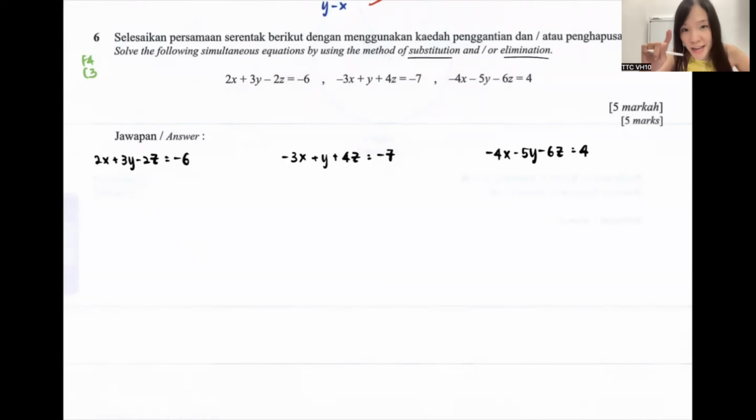When you write z, you better put a dash. If not, I see my students, they always think it's 2, my dear. So better write nicely, okay? So like that, my dear, you can use any method.